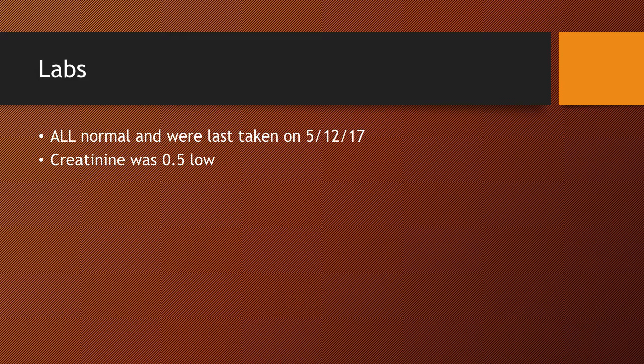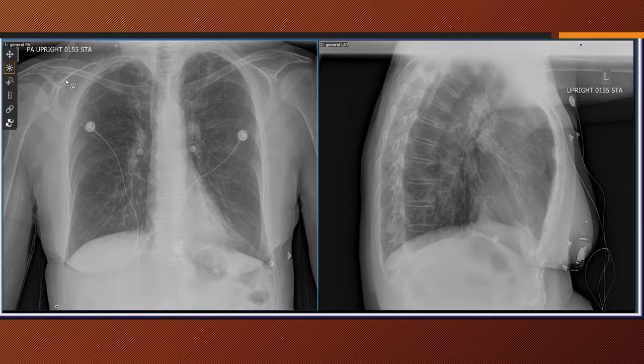When the patient came in, the labs were all normal, and they were taken a while ago. They were taken on the 12th of May, and the patient came in on the 22nd of May into the cath lab. The only abnormal value there was her creatinine, which was low at 0.5. Here is a picture of the patient's X-ray.